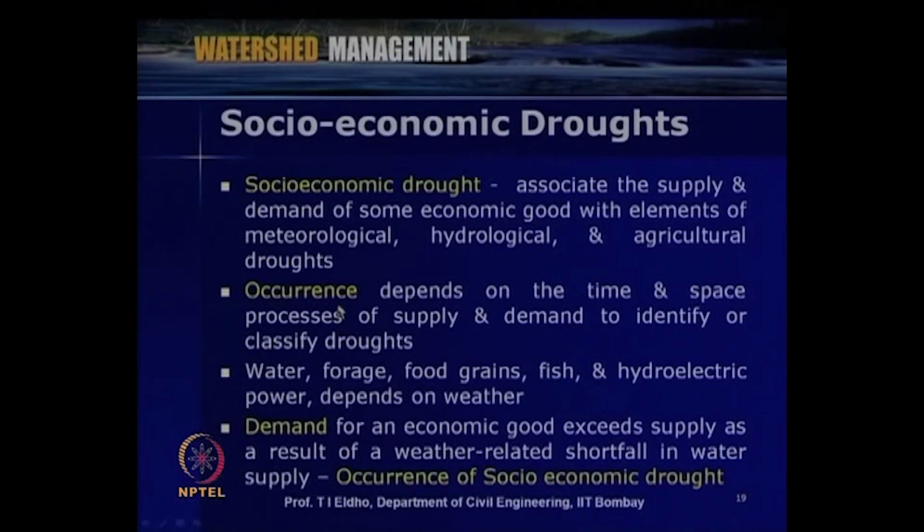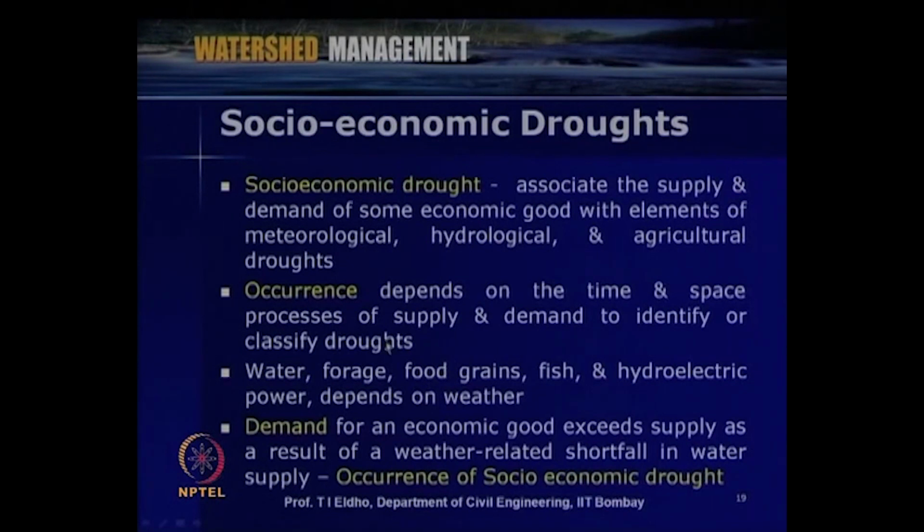The occurrence of socio-economic droughts depends on the time and space process of supply and demand, to identify or classify the droughts. So what time the droughts take place, how long they take place, and at what location. Accordingly, the socio-economic drought occurrence will be there. Water, forage, food grains, fish and hydroelectric power all depend upon weather, and correspondingly the economic activities will vary.